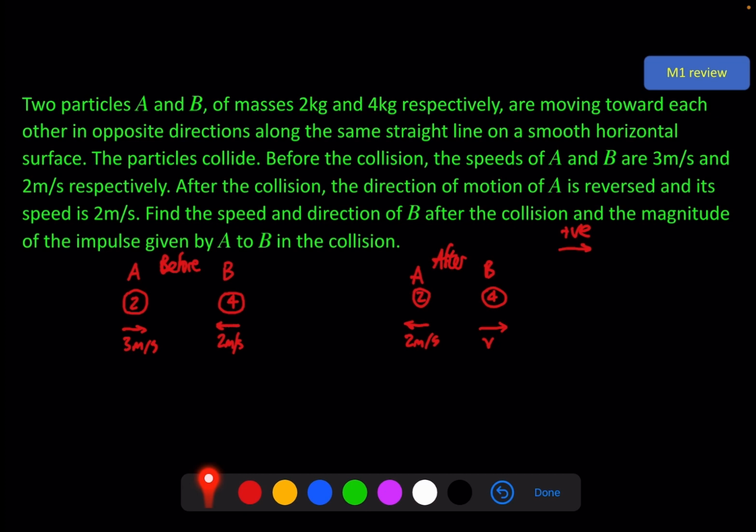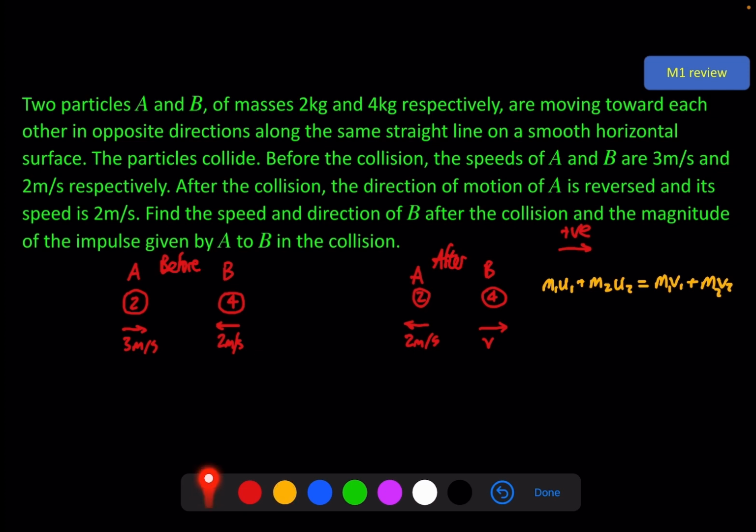The M1 formula we're using here is the conservation of linear momentum, where the mass times the velocity of particle 1 plus the mass times the velocity of particle 2 before the collision is equal to mass times the velocity of particle 1 plus mass times velocity of particle 2 after the collision.